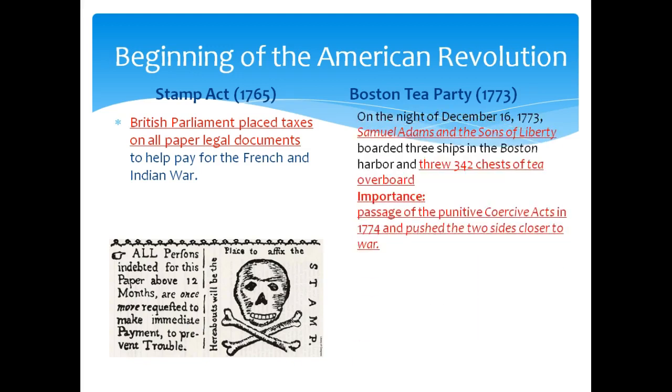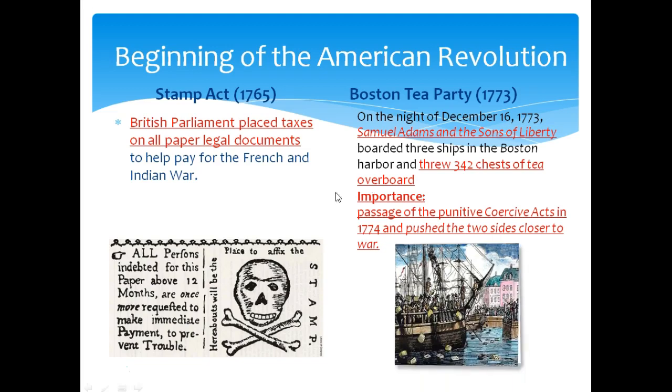The importance of this is that because the Sons of Liberty and Sam Adams did this, Great Britain went ahead and passed a series of coercive acts in 1774 that you guys are going to read about today. And these were essentially additional taxes, additional acts that really pushed the colonists and Great Britain further and further apart. So if you think about it like a relationship, the beginning of the falling apart, and then just doing more and more bad things to one another.